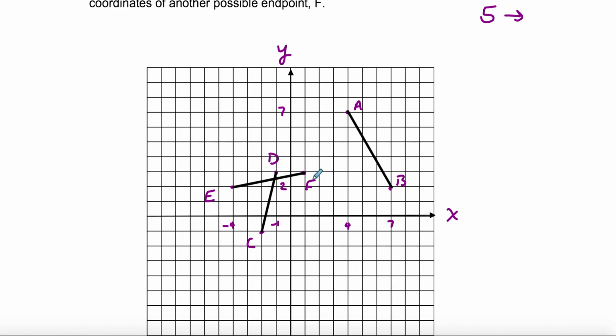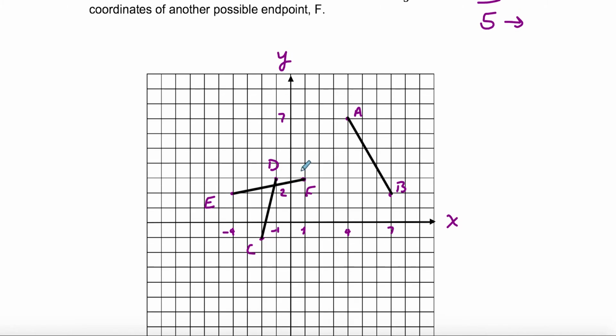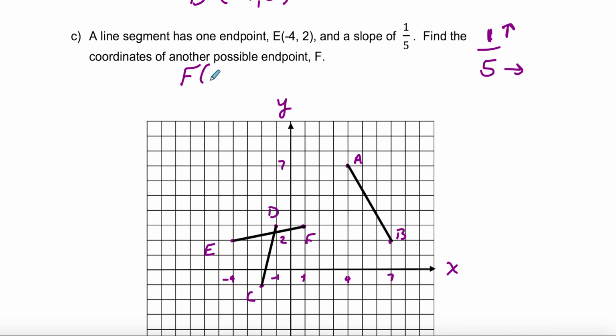So F, what is that ordered pair? This would be 1 and up 1, 2, 3. So F, a possible endpoint could be 1, 3.